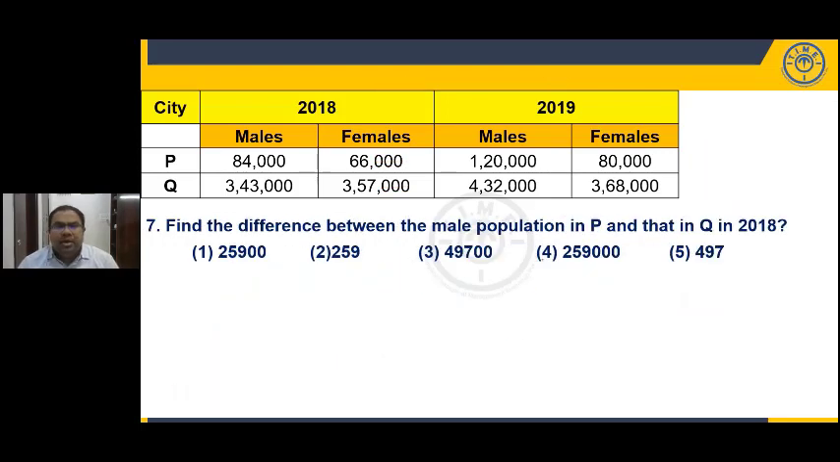This is a simple number. Difference between male population in P and Q in 2018. Male population in P and Q: 3,43,000 minus, see, ignore 3 zeros now, I can put them later. 343 minus 84. 84 plus how much is 343? 59. If I add 59, I will not get 43, I'll get 143. 1 carry forward. 1 plus how much is 3? 2. So 259 followed by, don't ignore zeros.